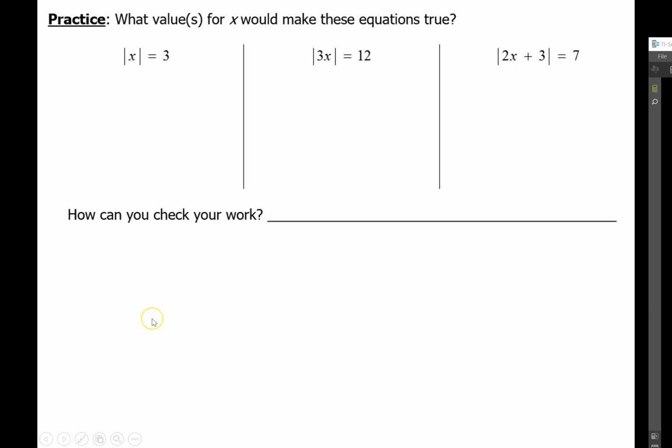All right, let's do a couple of practice where we just think about either graphically or in terms of distance, what solutions work for these. If the absolute value of x is equal to 3, that's the distance from 0 is 3. So on a number line, the distance from 0 is 1, 2, 3, or to the left 3, which means our answers are plus and minus 3.